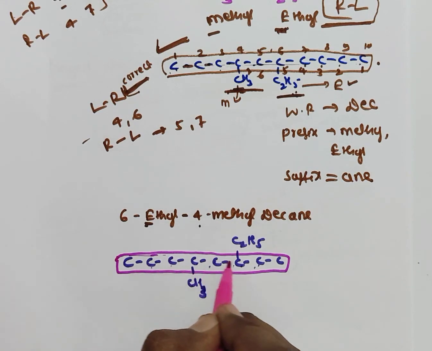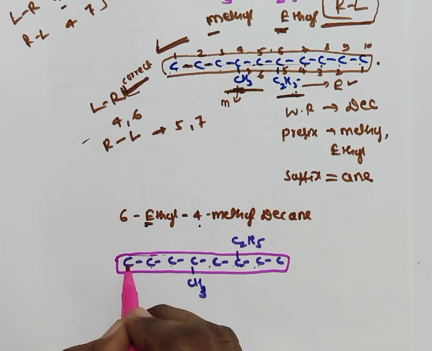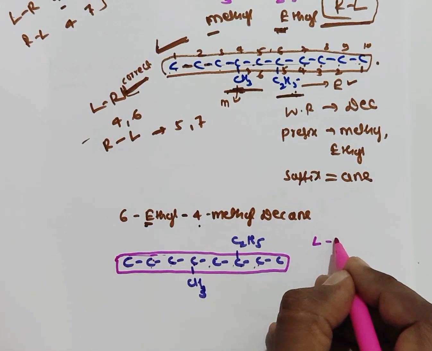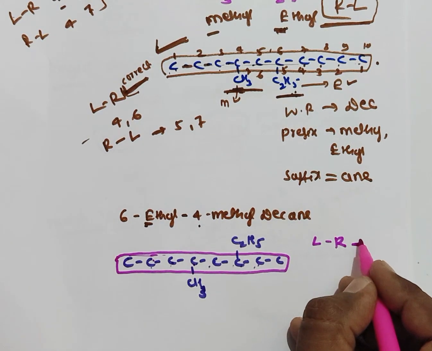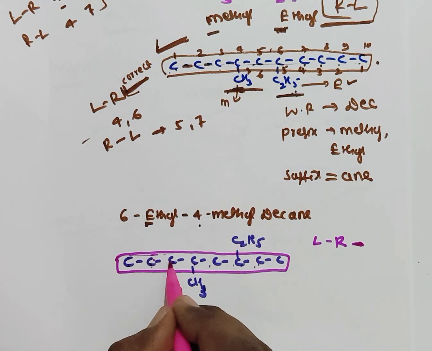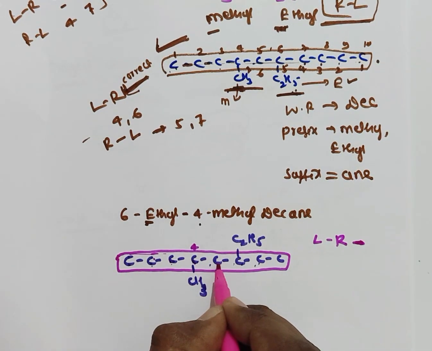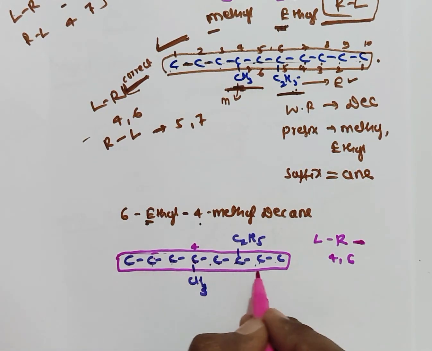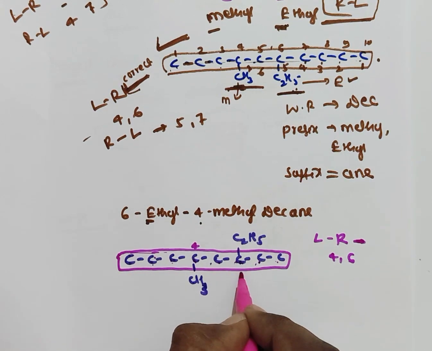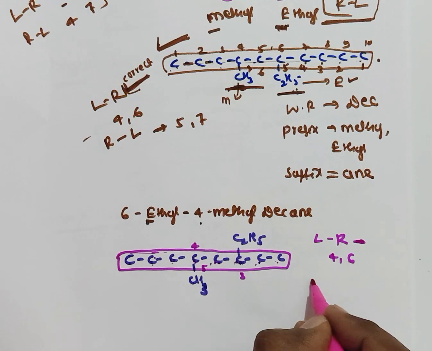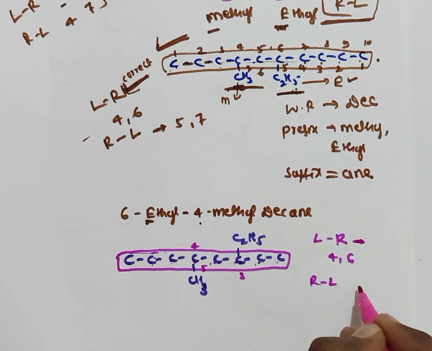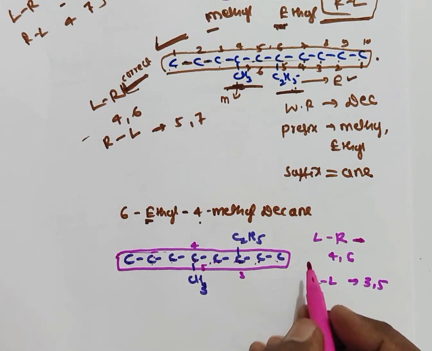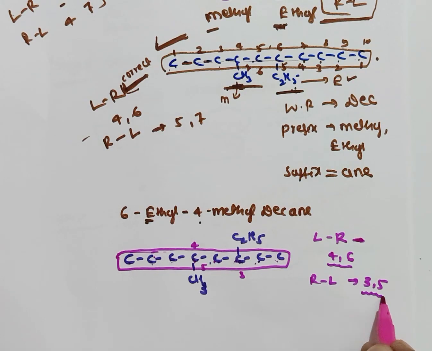Numbering, you should number from both sides. Numbering from left to right, we get 1, 2, 3, 4. For the fourth carbon a substituent is there, and the substituents are at 4 and 6. Numbering from right to left, 1, 2, 3, 4, 5, the substituents are at 3 and 5. Which is selected? Here 4, 6 is there, and 3, 5 is there.